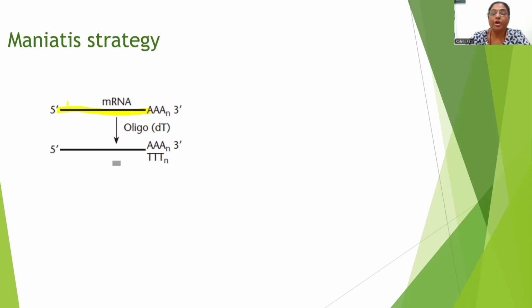Here you have to make the cDNA from all types of the mRNA. All types of the mRNA will have a basic common feature, and that feature is the poly A tail. So the known part of the mRNA is the poly A tail, so that we can design a primer, and that primer is an oligo-dT primer. That oligo-dT primer can anneal with the poly A tail.